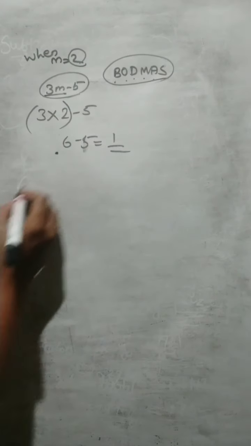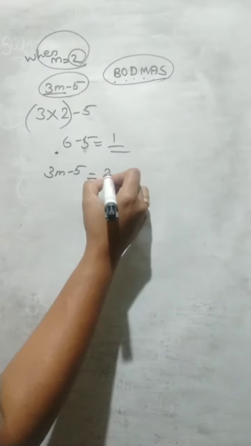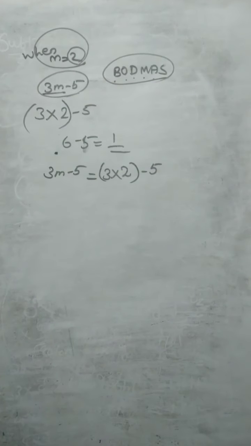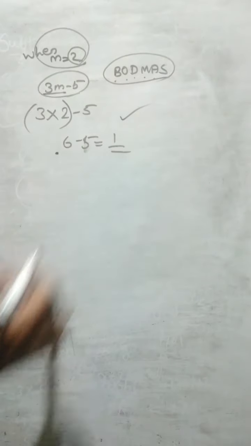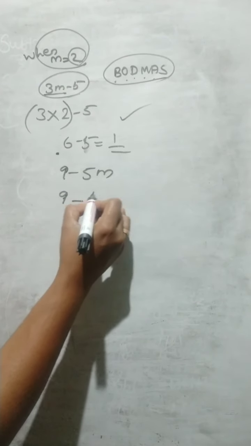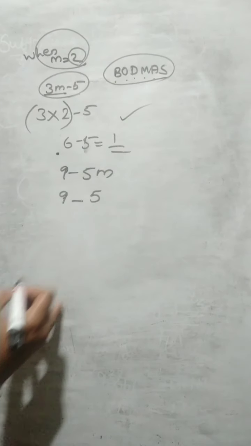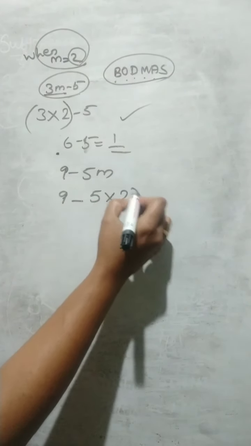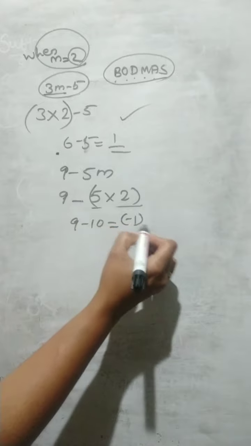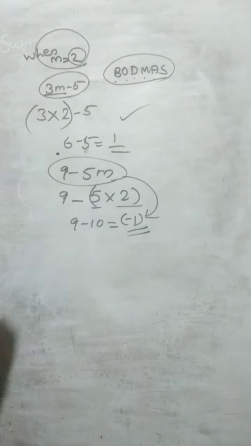Okay, next question is 3m minus 5. Here it is given m is equal to 2. Then 3 times 2 minus 5. That we have done. Next question is 9 minus 5m. That is 9 minus 5 multiplied by m. That is m is equal to 2. So 9 minus 5 times 2. Then this portion we have to do first. 9 minus 10 is equal to minus 1. So the value of this expression will be minus 1 when m is equal to 2.